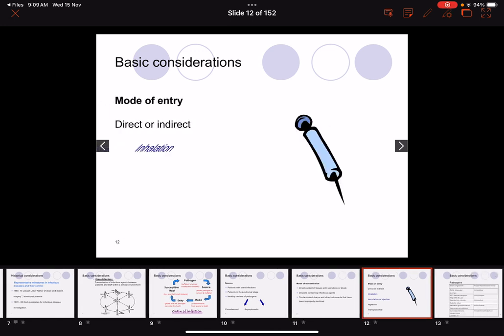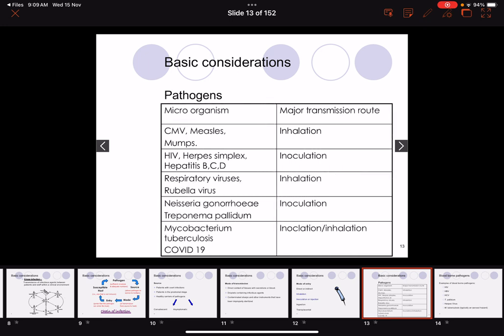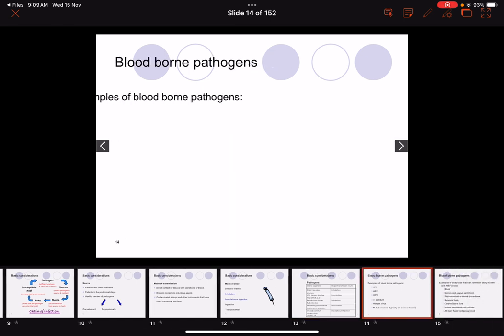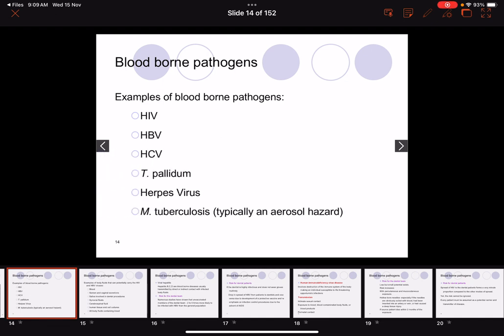Basic considerations: mode of entry, direct or indirect, through inhalation, inoculation, ingestion, or transplacental. Some of the major pathogens and their transmission routes are shown here. Some blood-borne pathogen examples are HIV, HBV, HCV, Treponema pallidum, herpes virus, and Mycobacterium tuberculosis.